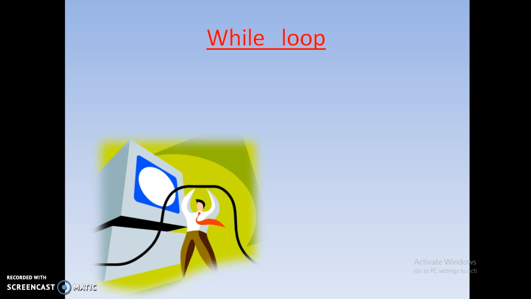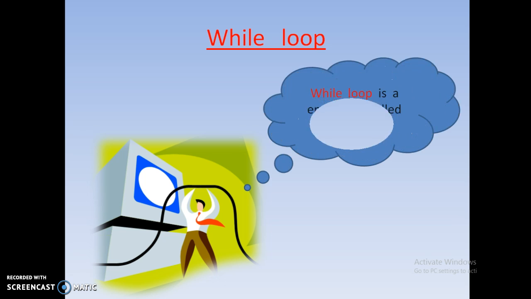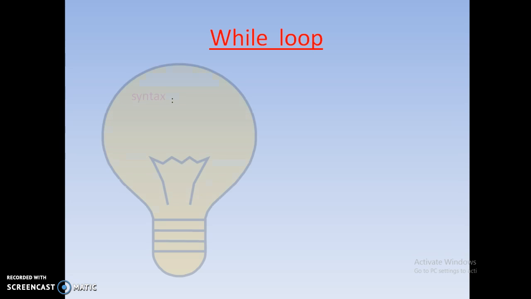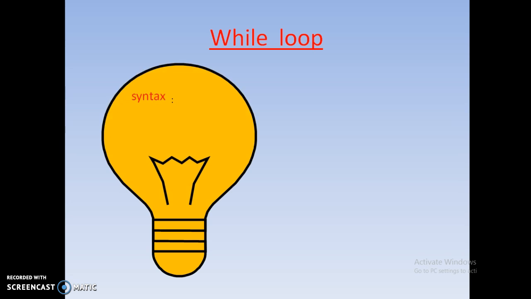Now you guys are thinking, what is a while loop? A while loop is an entry control loop. First it will check its test condition. If the test condition goes right, the body will be executed. Otherwise, it exits from the loop. Now let's see what is the syntax for while loop.